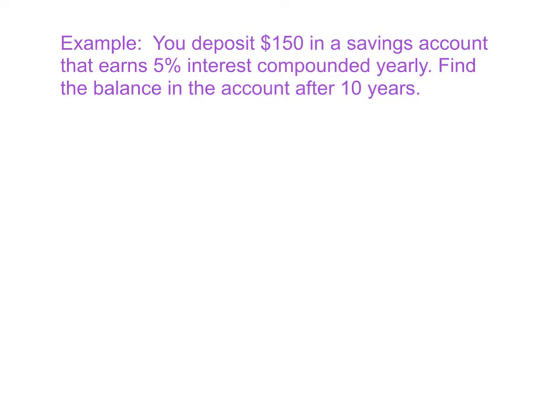Okay, let's try an example. You deposit $150 in a savings account that earns 5% interest compounded yearly. Find the balance in the account after 10 years. If we write that growth equation, y equals a times the parentheses 1 plus r raised to the t power, you're going to see all of those values show up in our example.